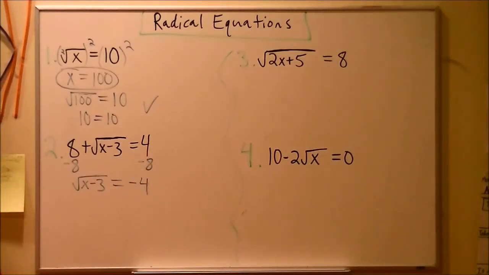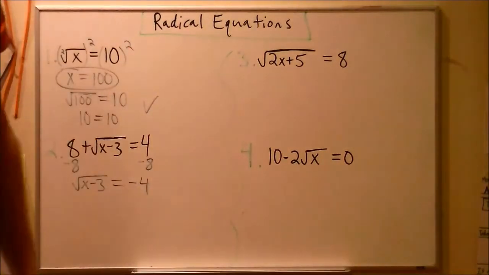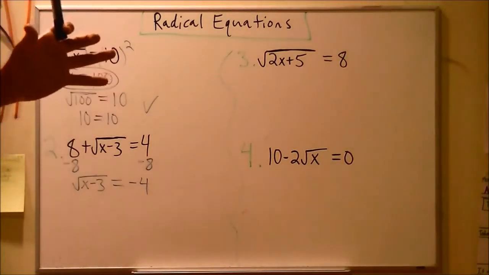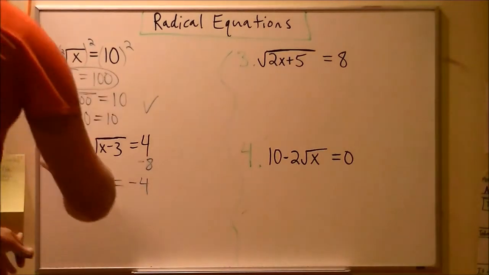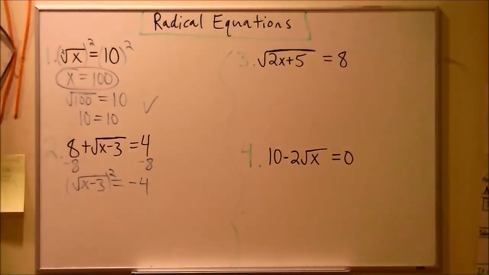Okay, now watch this. I have the square root of x minus 3 equals negative 4. I can't do anything else until I get rid of that square root symbol. How do I get rid of a square root? I square something. And I have to square everything that's underneath that square root sign, not just my x. So the entire thing becomes squared.